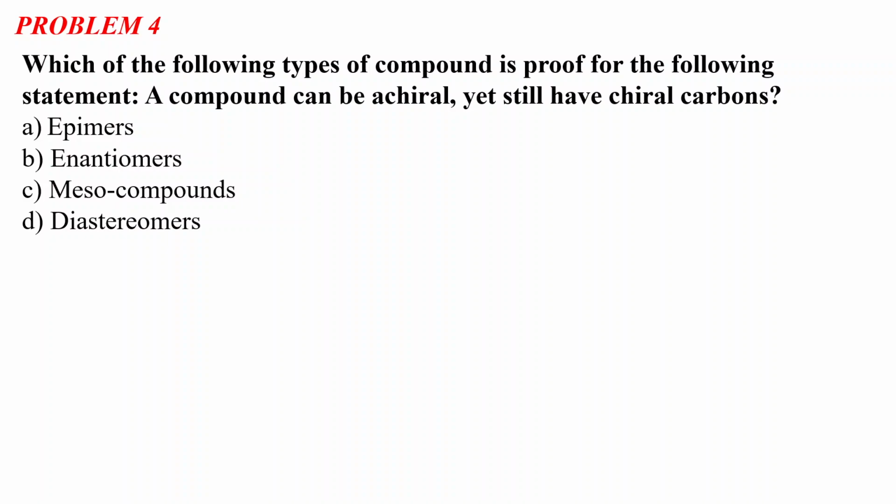It says: which of the following types of compound is a proof for the following statement. A compound can be achiral, yet still it can have chiral carbons. The options are: A, epimers; B, enantiomers; C, meso compounds; and D, diastereomers. So I think this is an easier question. If the compound can be achiral, yet it can have chiral carbons, you have to find out which type of compound this is. So you can write the answer in the chat box.